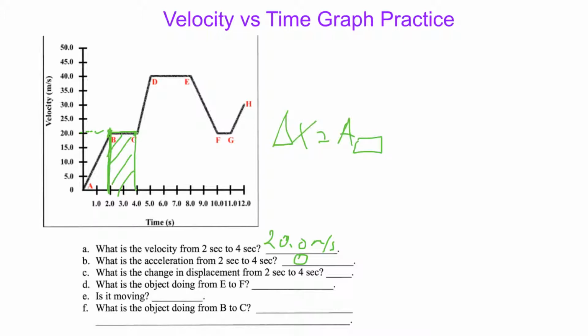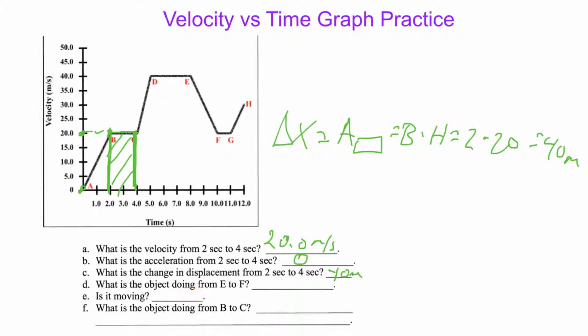So let's go ahead and write that down. That would be the base times the height. The base is going to be the 4 minus 2, so that's going to be 2, times the height. The height here is the change in velocity, so that's going to be 20 minus 0, so 20. Alright, so that gives us 40 meters. So that object traveled 40 meters from 2 to 4 seconds.